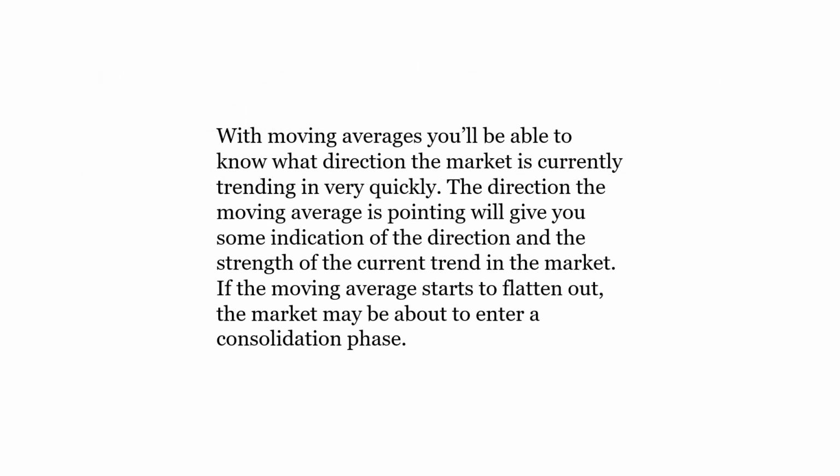There are a variety of options when it comes to finding the trend. One of the most commonly used ways of finding the trend is using moving averages. The advantage of using moving averages is its responsiveness and simplicity. With moving averages, you'll be able to know what direction the market is currently trending in very quickly. The direction the moving average is pointing in will give you some indication of the direction of the trend and the strength of the current trend in the market. If the moving average starts to flatten out, the market may be about to enter a consolidation phase.